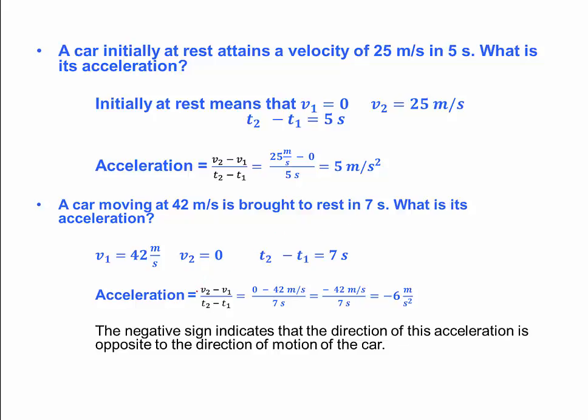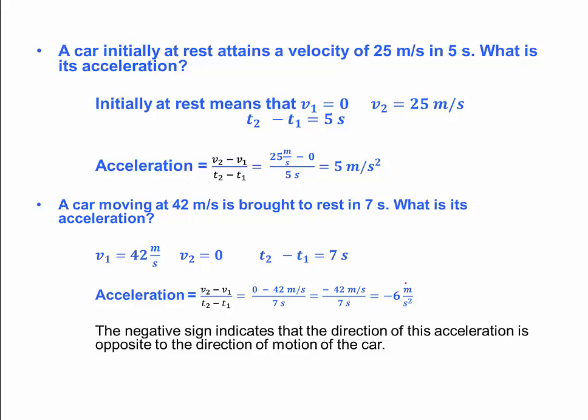Acceleration is change in velocity, final velocity minus the initial velocity. Remember always that change is always the final minus the initial. The final is 0 and the initial is 42 meters per second. So it will be 0 minus 42 meters per second divided by the change in time, which is 7 seconds. And that is negative 42 meters per second divided by 7 seconds. That is negative 6 meters per second squared.